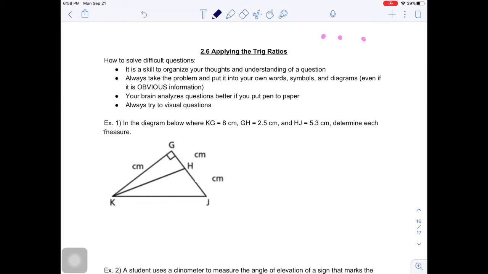So here we're going to be looking at chapter 2.6. This is the final section of trig, and this is just looking at more complicated questions, okay? Now, to understand how to solve complicated questions, it does take a lot of practice, but there's also a few things to keep in mind. So how do I solve difficult questions?